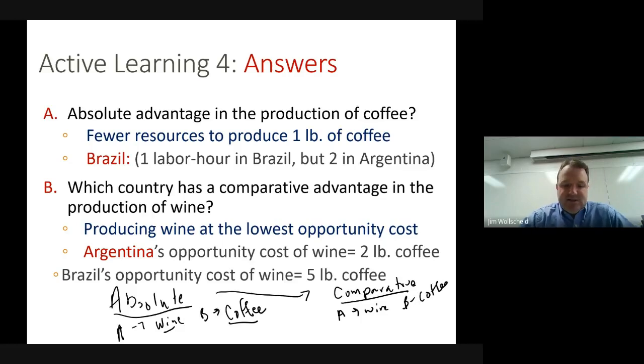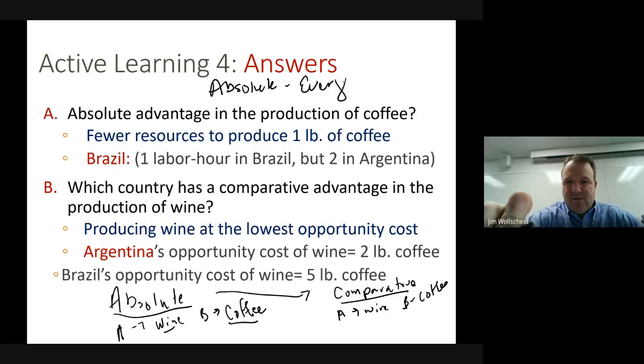Which should make sense. It's the same if they're split. The problem comes from the first one where they're not split. What happens if I have the absolute advantage in everything? So what if I'm the rich country? What if I'm better at producing everything?